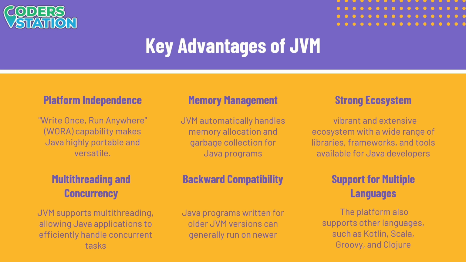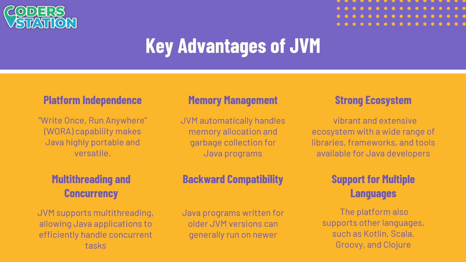Then second is memory management. The JVM automatically handles memory allocation and garbage collection for Java programs. It manages memory usage efficiently, preventing memory leaks and memory-related bugs. Developers do not need to manage memory explicitly, making Java programs more robust and reducing the risk of memory-related issues.